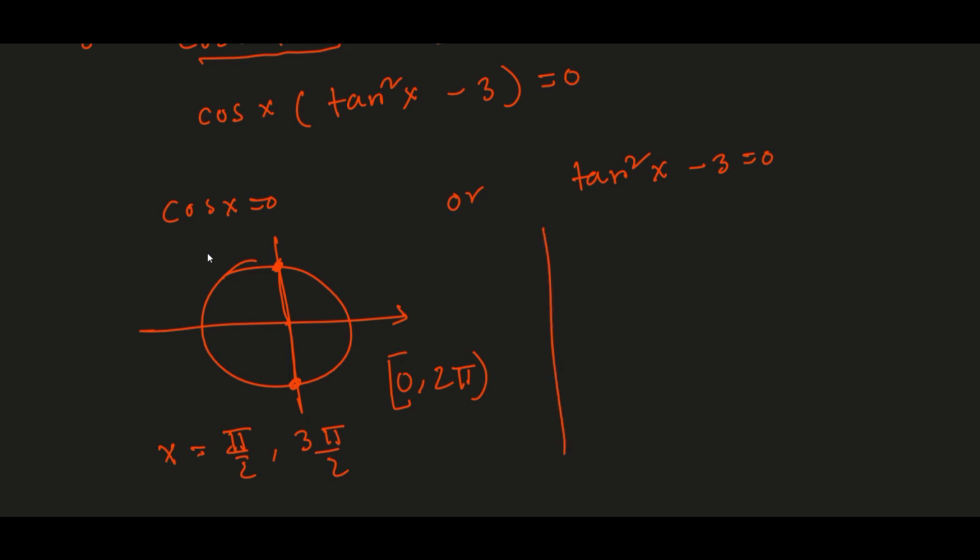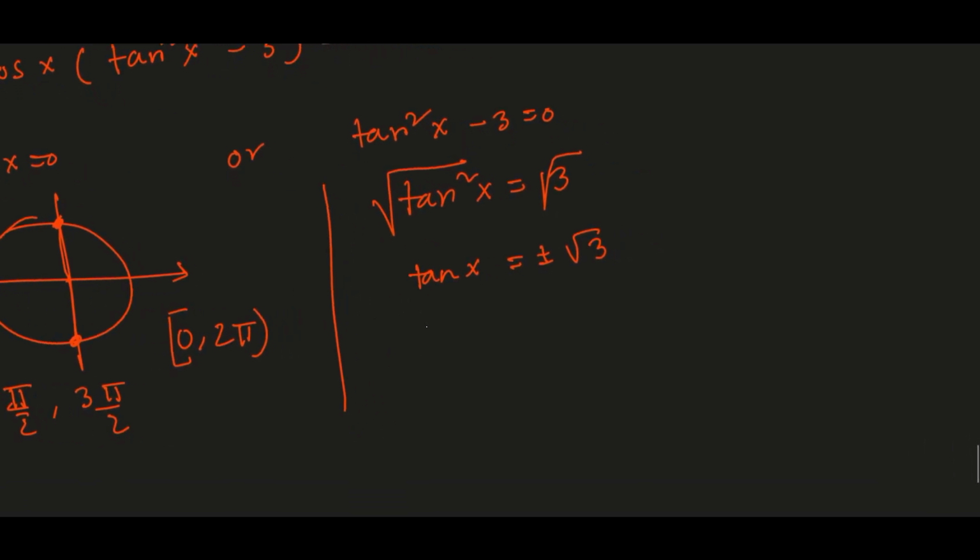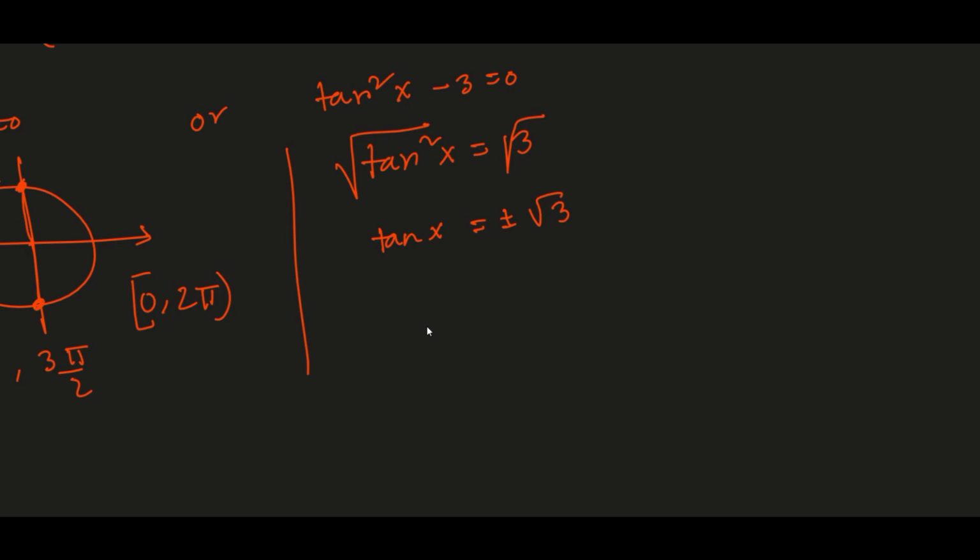Now we work on the other expression, tan squared x equals 3. We just add 3 on both sides, then we take the square root of both sides, and I get tan x equals plus or minus square root of 3. Again we'll rewrite this expression. We'll split this tan x like this: tan x equals positive root 3 and tan x equals negative root 3.